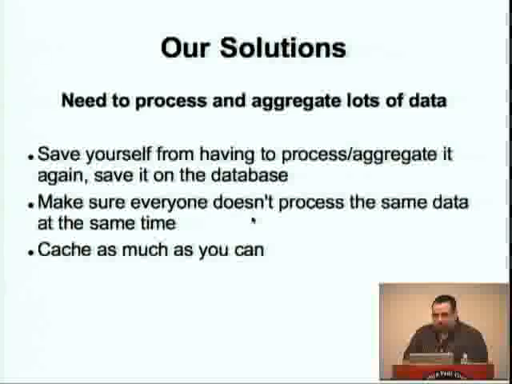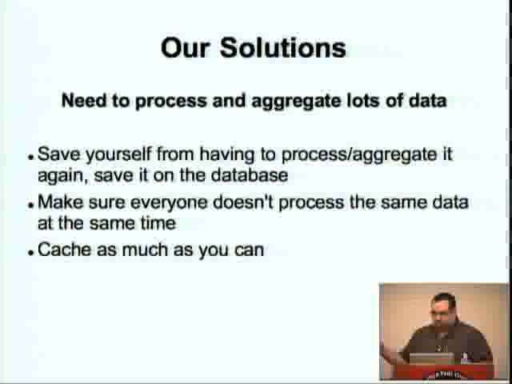Another important thing that we do is make sure that everyone doesn't process the same data at the same time. What I mean by this is, for example, there are a lot of people going to the home page, right? And we don't want all of those users to initiate a process to generate the data that's going to be used. So what we do is we implement semaphores so that only one process is in charge of generating this data, and the others just wait.